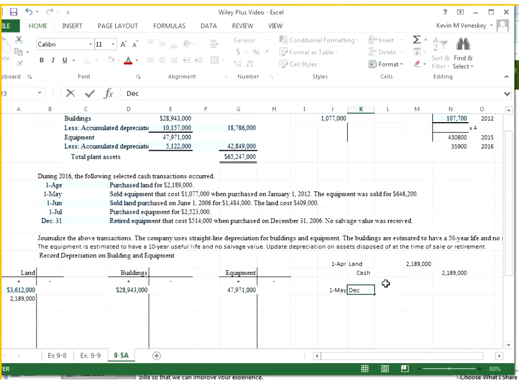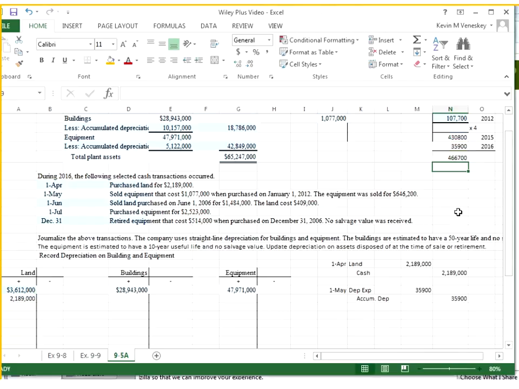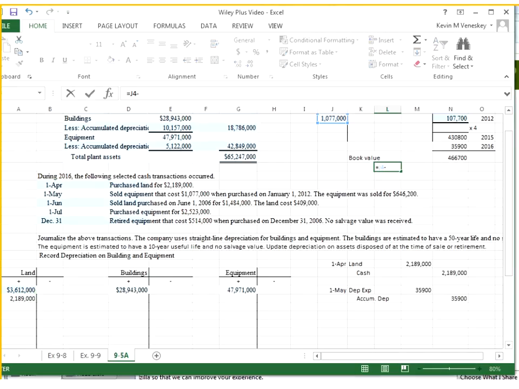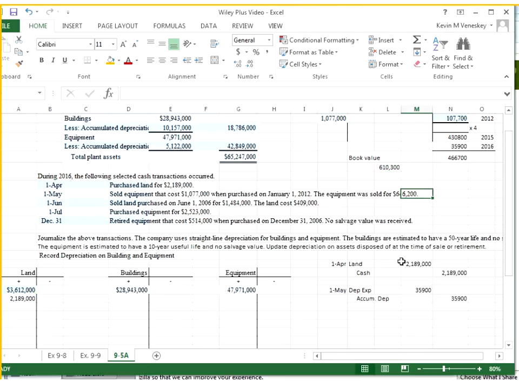So now I can come down here and do my first entry for May, because you're going to have 2 entries. My depreciation expense for what I just calculated, and my accumulated depreciation for the $35,900. Now, when I'm ready to sell it, I have an accumulated depreciation of $466,700, leaving me with now a book value, and I think this is good to do. I have a book value, so remember that means your cost minus your total accumulated depreciation, of $610,300. If I sold my piece of equipment for $646,000 and it's only worth $610,000, I brought in more than it's worth on my books. So therefore, I have a gain.